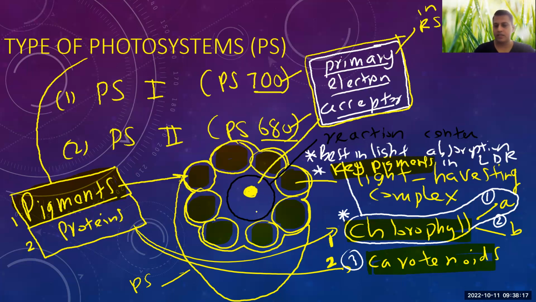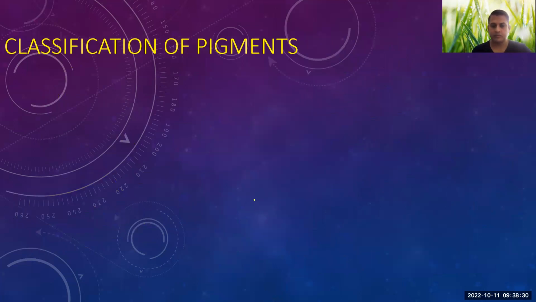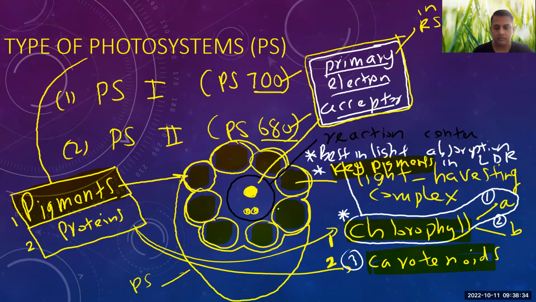So the primary electron acceptor is this. And in the reaction center, we can also find chlorophyll A molecules. So here is one, and here's another one. So this is a chlorophyll A molecule. We will see in the light dependent reaction what the role of the primary electron acceptor is and what the role of chlorophyll A is. Otherwise, chlorophyll A can absorb light, chlorophyll B can absorb light, carotenoids can absorb light. So all pigments can absorb light.